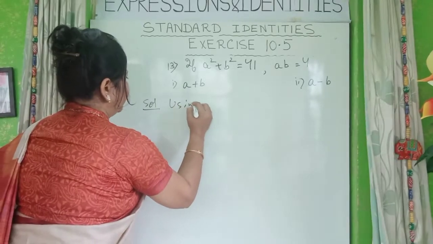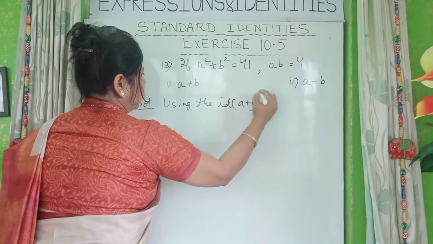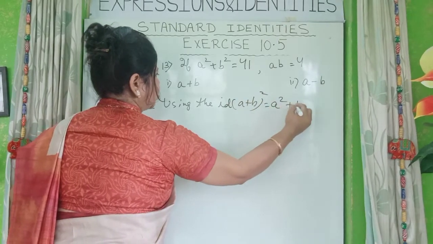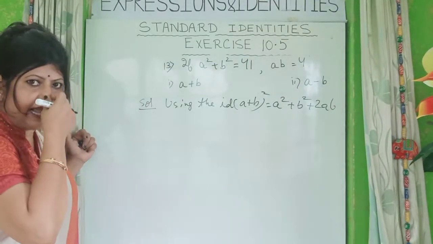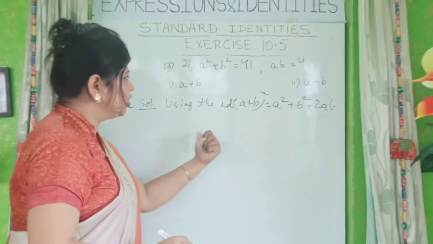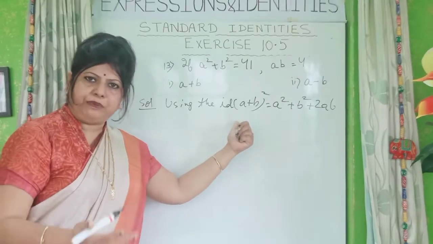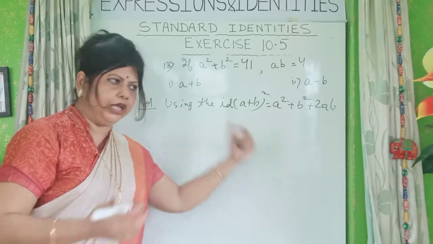So using the identity (a + b)² = a² + b² + 2ab. Followed? And as I have told you, the thing which you have to find, you will keep towards your left side. So here I have to find a + b only. So we shall carry on in this format only.